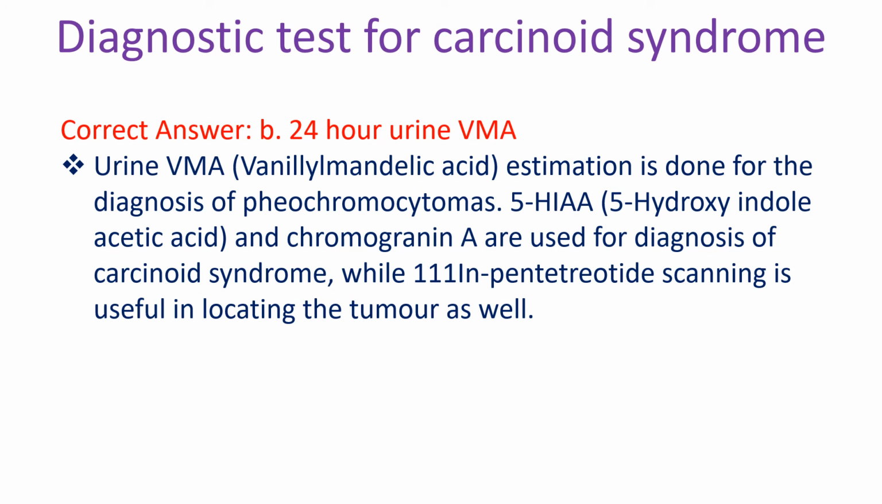5-HIAA and chromogranin A are used for the diagnosis of carcinoid syndrome, while 111 indium pentetreotide scanning is used in locating the tumor as well.